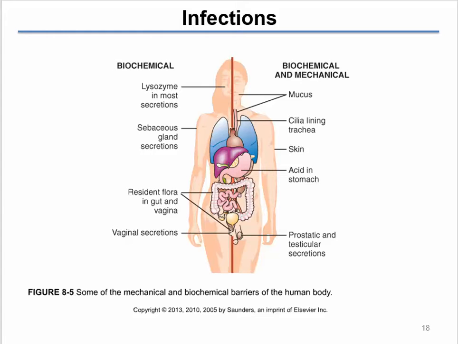A big problem in the hospitals right now is C. difficile, Clostridium difficile, and that happens because excessive antibiotic therapy kills the resident flora in the gut. And then the C. difficile colonizes. Basically, there's a vacancy that the bacteria takes advantage of. So having a healthy gut actually prevents a lot of infections.